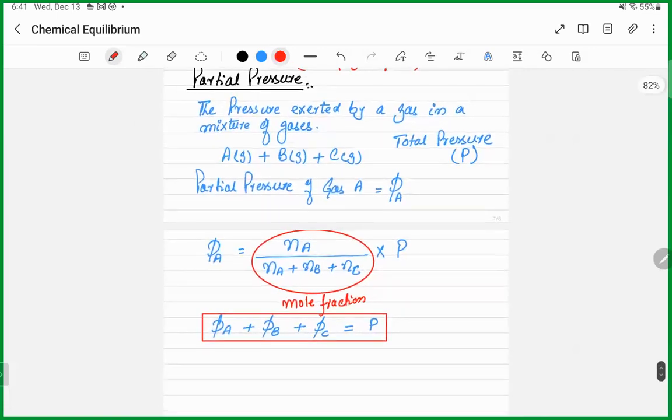ठीक है बेटा। So partial pressure is the pressure exerted by any gas in a mixture of gases. Let's suppose we have three gases A, B, and C. The total pressure is P, represented by capital P. The partial pressure of gas A is the mole fraction of gas A multiplied by total pressure. Mole fraction निकालने का तरीका क्या है? Mole of gas A divided by total moles.